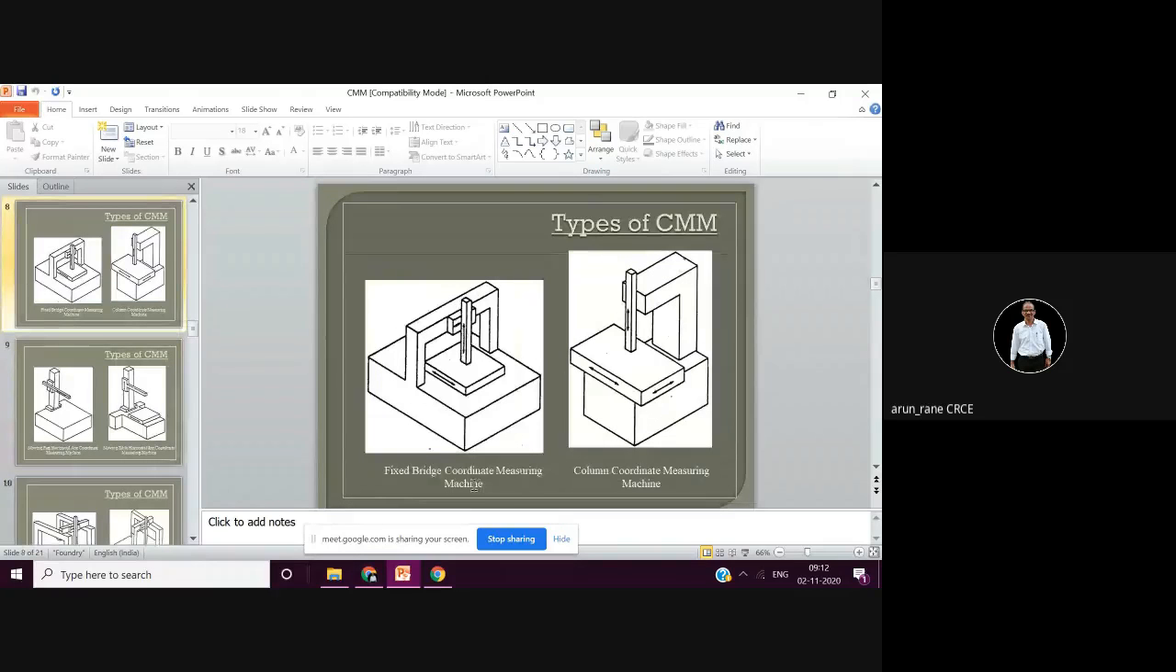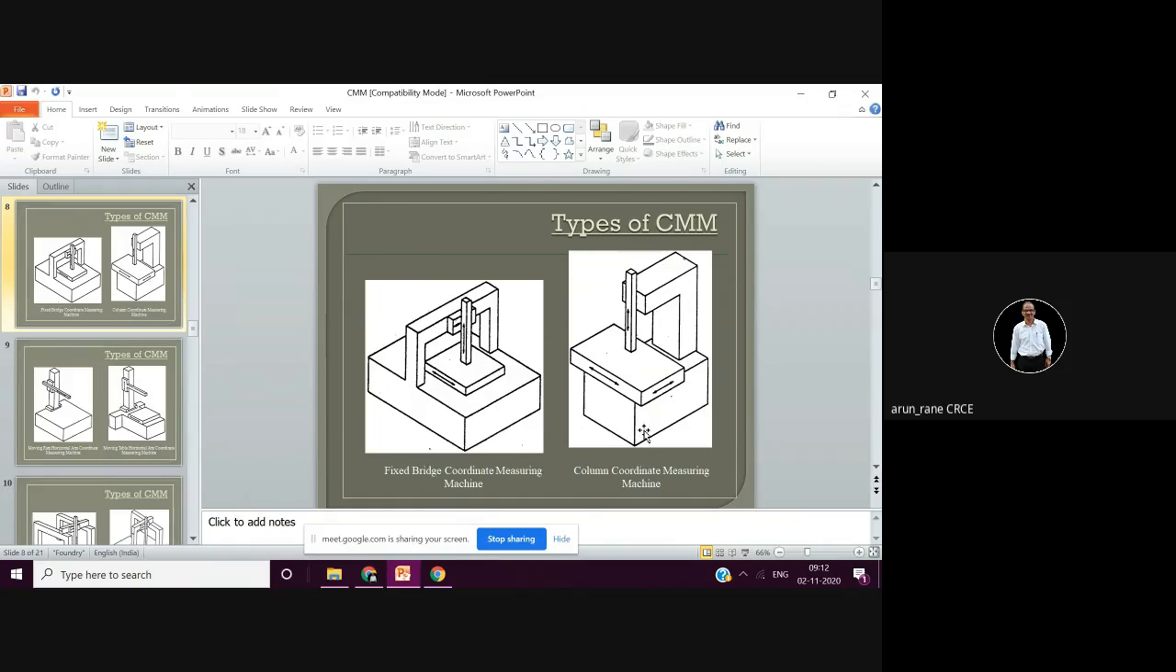Then you have fixed bridge. So here this L-shaped bridge is fixed, and this is your X axis, this is your Y axis, and this is your Z axis. Always where the tool is, that is your Z axis. So your tool is nothing but the probe.